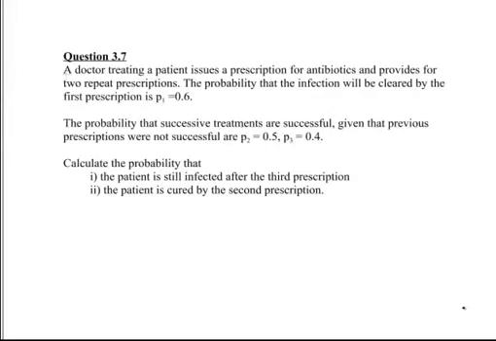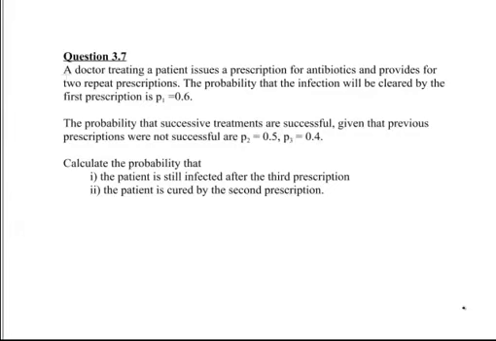In this question, we are going to look at a probability question. A doctor treating a patient issues a prescription for antibiotics and provides for 2 repeat prescriptions. So essentially what he's saying is that he's accounting for the fact that the first phase of treatments, so to speak, might not work. So the probability that the infection will be cleared by the first prescription is 0.6. So there's a 60% chance of the first prescription working.